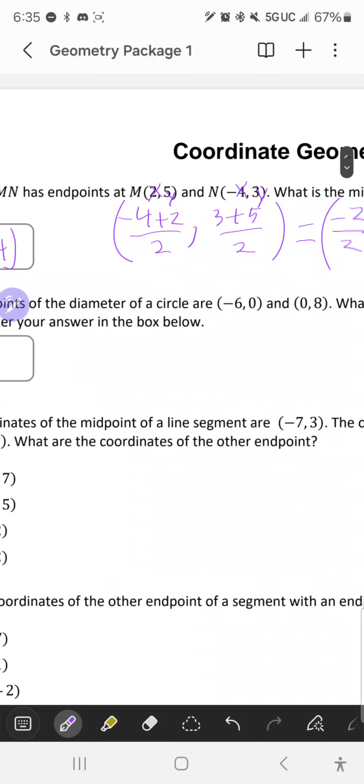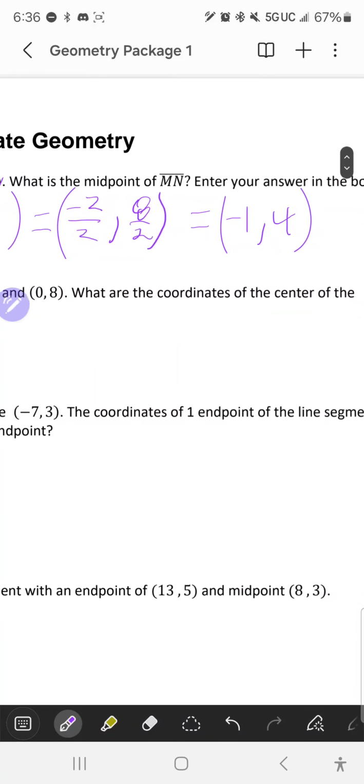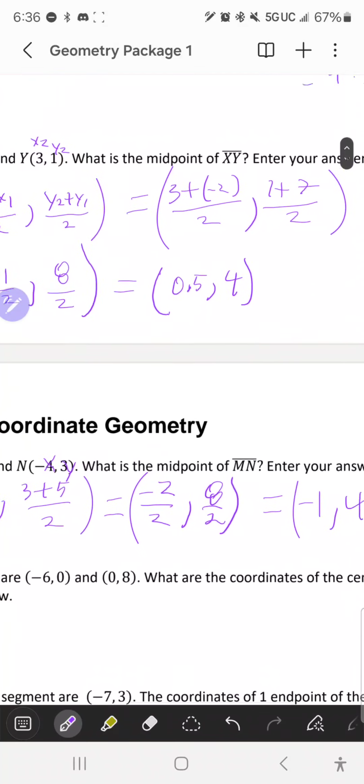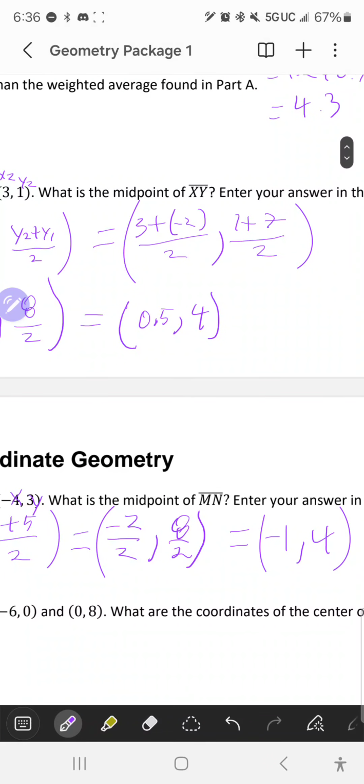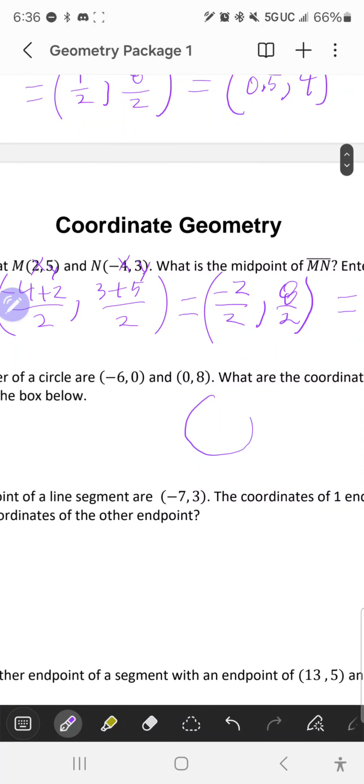Now, the endpoints of the diameter of the circle are this and this, and we need the coordinates of the center of the circle. Now, if you know a little bit about circles, you know that they are like this. Now, this right here that crosses exactly the middle, which is right here, is the diameter, which is normally represented by a D.